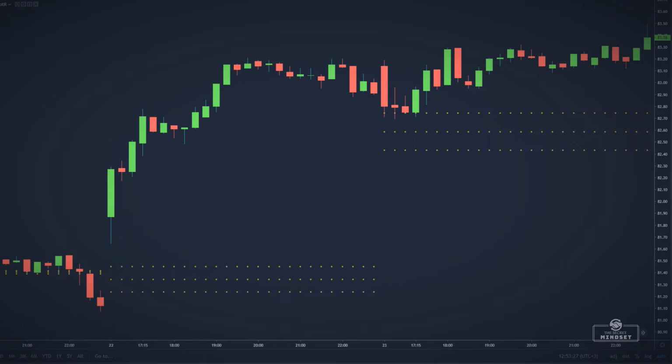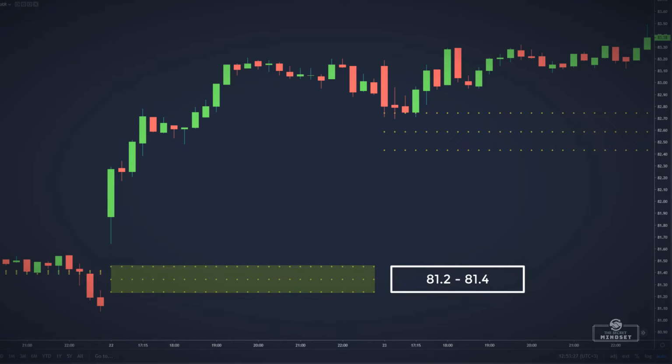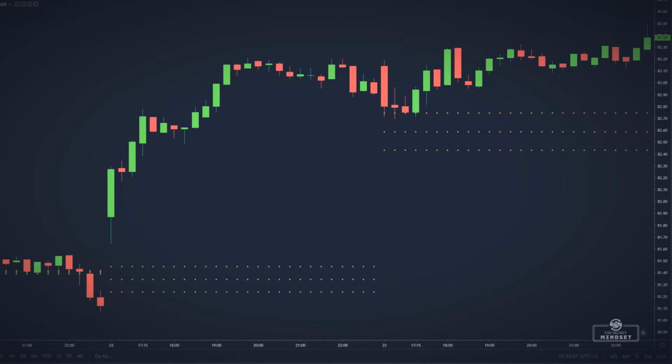Let's take a look at some specific strategies using only the pivot range. As you can see on this chart, the ExxonMobil stock has a daily pivot range of 81.2 to 81.4 and closed at 82.9, setting a bullish tone for the next day. The next day, the stock opens at 83.1.